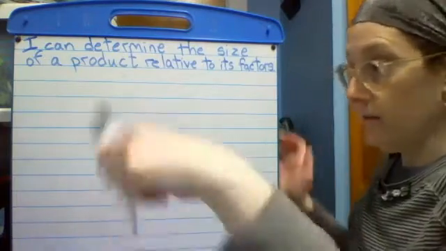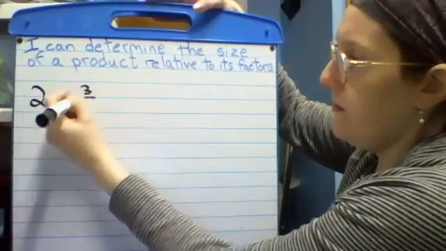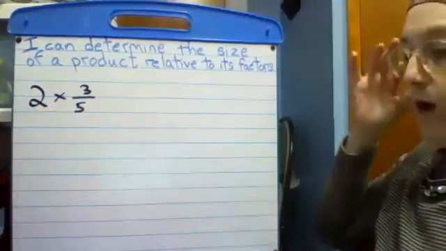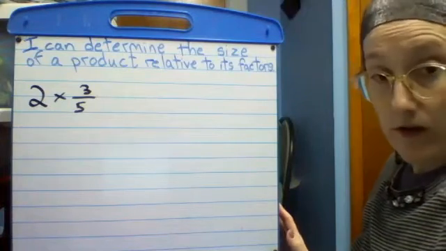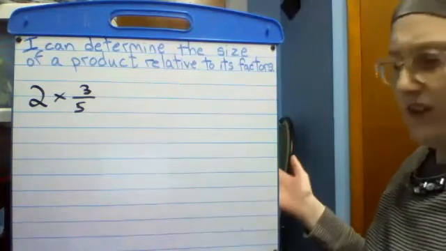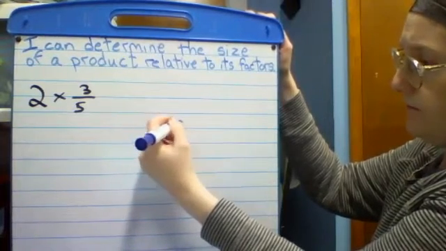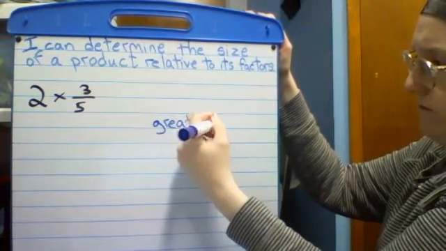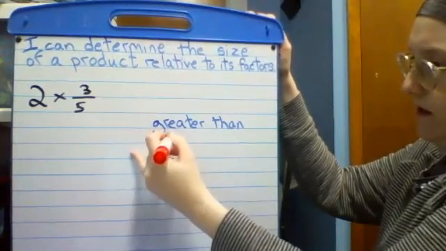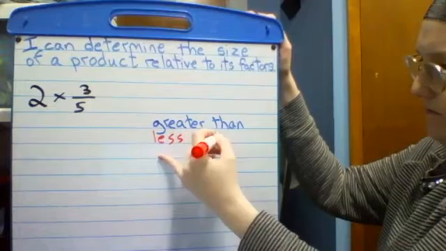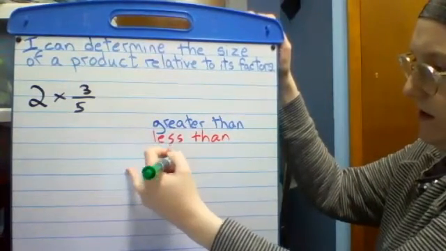So if I take an example of 2 times 3/5, and I want to know if it's going to be equal to, less than, or greater than 3/5. Let's write our list here. So either it's going to be greater than, or it can be less than, or we're talking about being equal to.